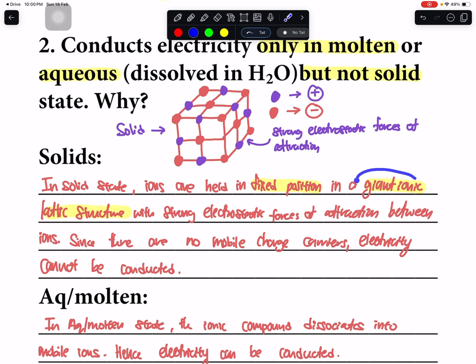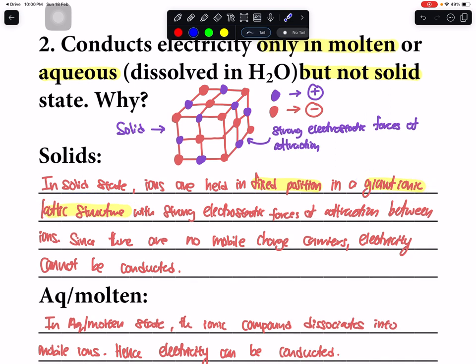So what do we mean by giant ionic lattice structure? Okay, to explain this, allow me to draw out this diagram for you. When you look at this diagram, this is actually your lattice structure, where in solid state, your particles are all neatly arranged.